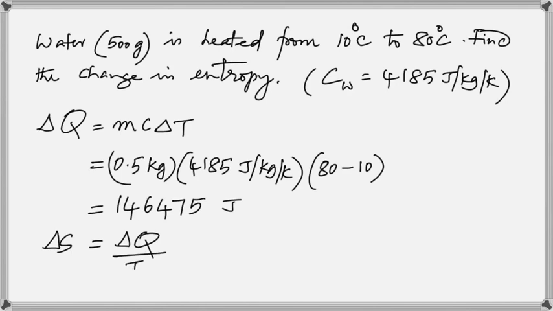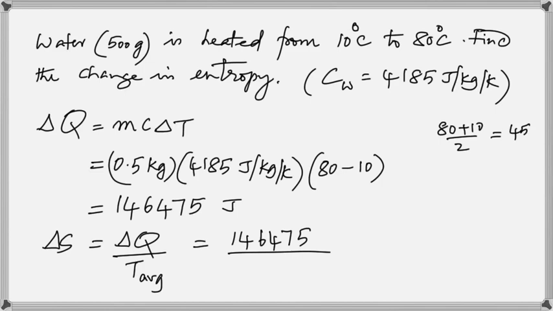Now you got to divide this by the temperature. What temperature are we going to divide it by? Because it started out at 10 and went to 80. Now we take the average temperature. The average of 10 and 80 is 45. How do you get that? 10 plus 80 divided by 2. And that is in Celsius. So add 273 to 45 and then use that number. So 273 plus 45. That gives 318 Kelvin.